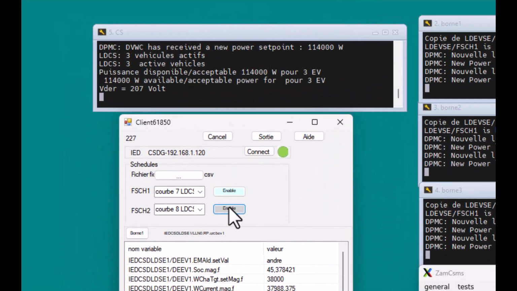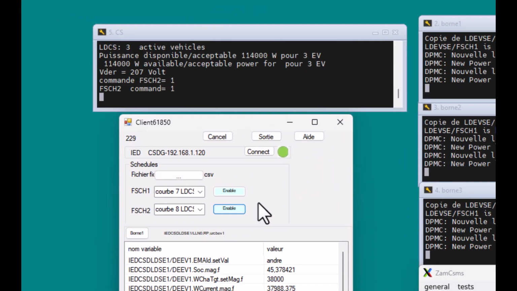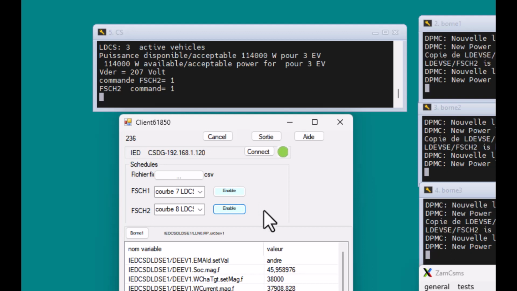Then schedule number 2 is activated by the upstream grid operator, which causes a further decrease in the power available for the chargings.